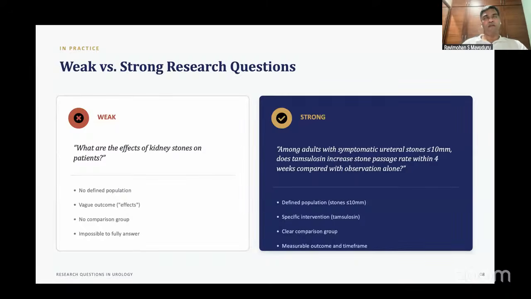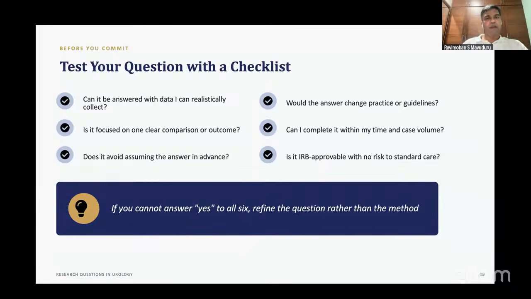So as I said, my aim was never to give you questions. My aim was always to bring you to a point where you start developing your question, and you have AI-based aids which can help you to generate good questions. Something like this can help you: a checklist that whenever you have a research question, you can screen your question through these 5 or 6 checks. Can it be answered with the data I realistically collect?